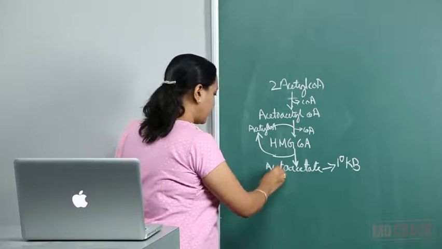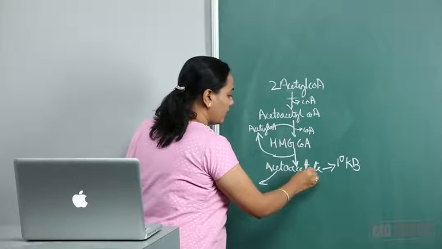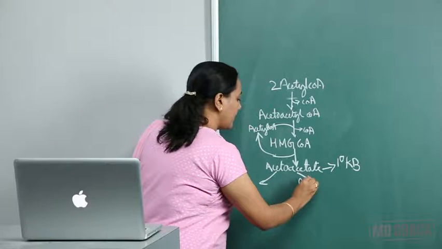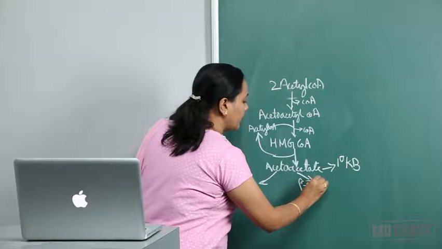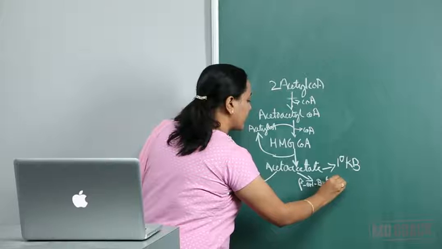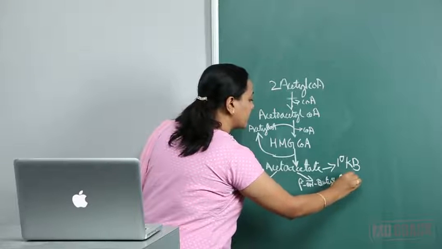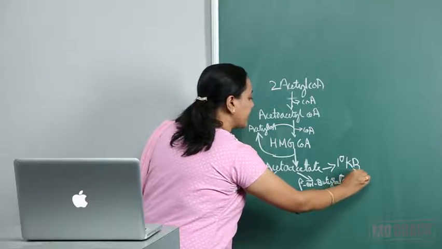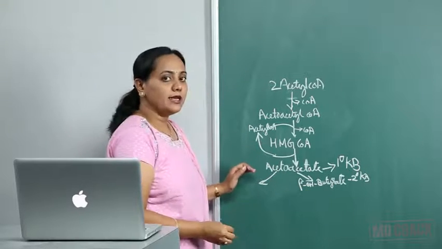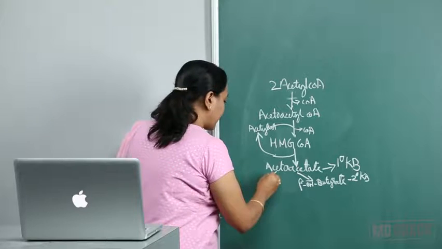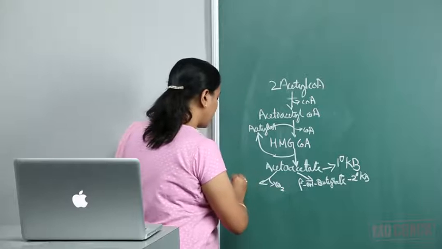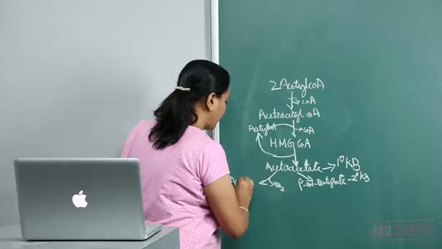Acetoacetate can have two fates. One, it can be converted to beta-hydroxybutyrate. What is this beta-hydroxybutyrate? It is the secondary ketone body, and it can spontaneously, non-enzymatically undergo decarboxylation, loses its carbon dioxide, to form acetone.